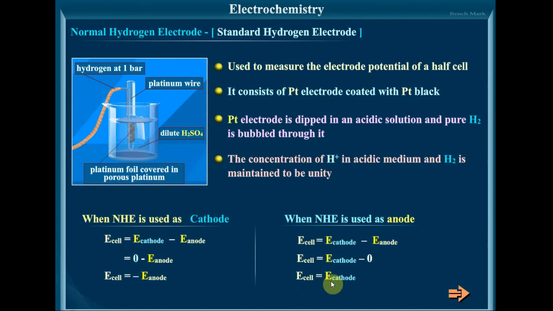Now I can explain. The explanation is not in this written part, so I will explain how we can calculate this. That is, in order to determine the standard electrode potential, I am explaining when NHE is used as a cathode and an anode.